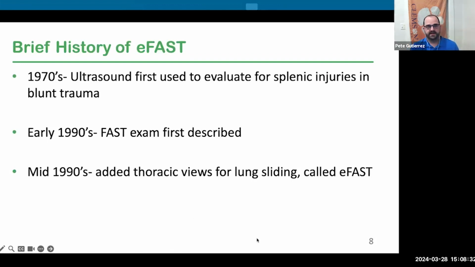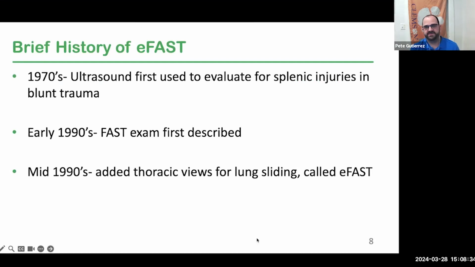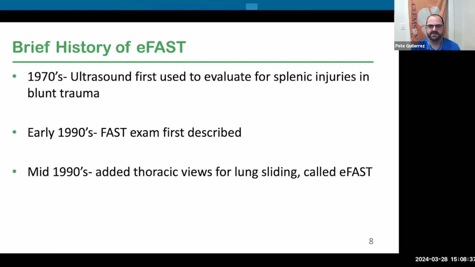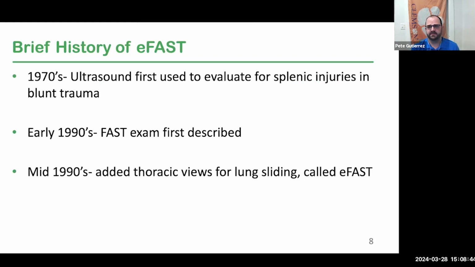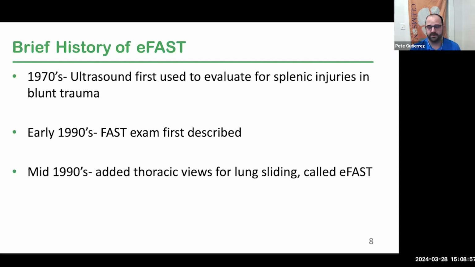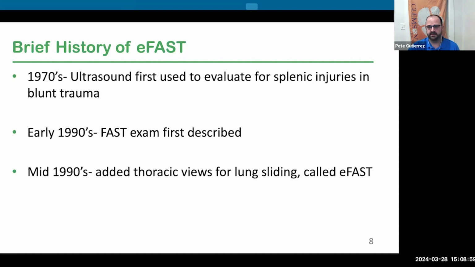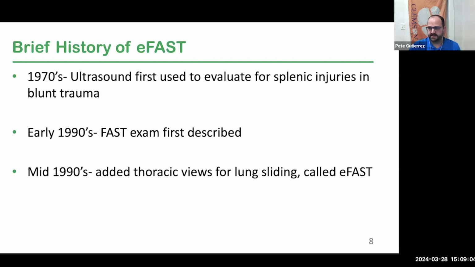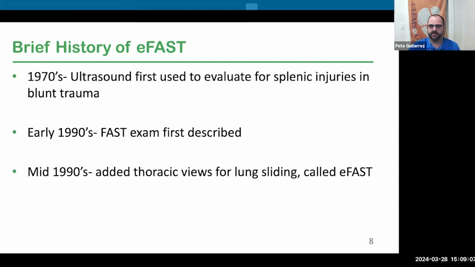All right, so brief history. So the first studies that looked at integrating ultrasound into the bedside in the emergency department was back in the 1970s, specifically looking for splenic injuries for blunt trauma. The FAST as we know it was first described in the early 1990s, and then a few years later, the thoracic views were added to the FAST exam, and that was called the extended FAST or the EFAST exam. That's it for history, I promise.